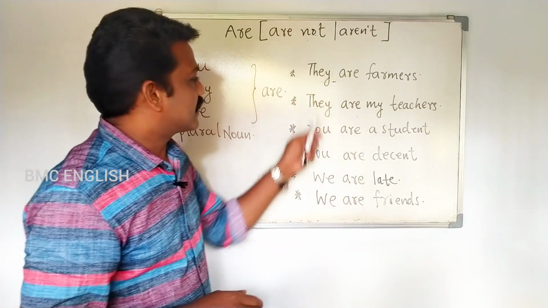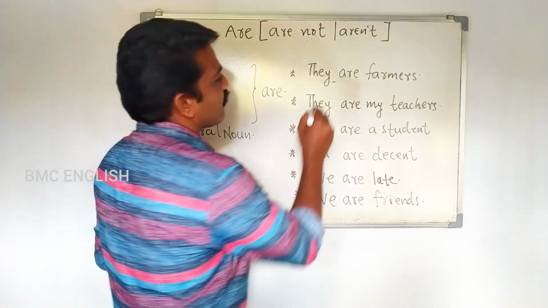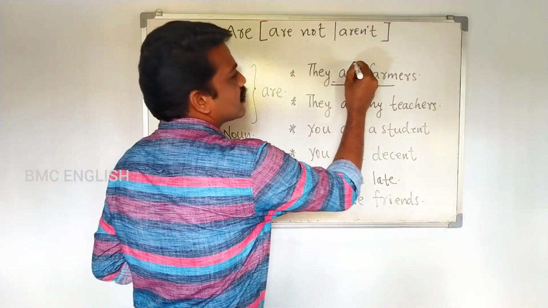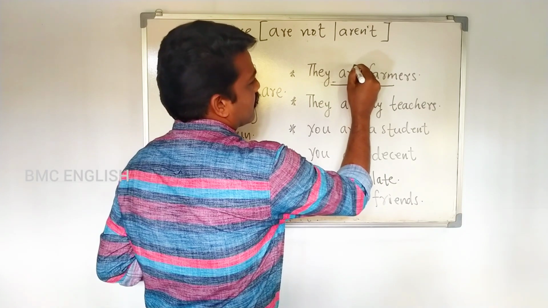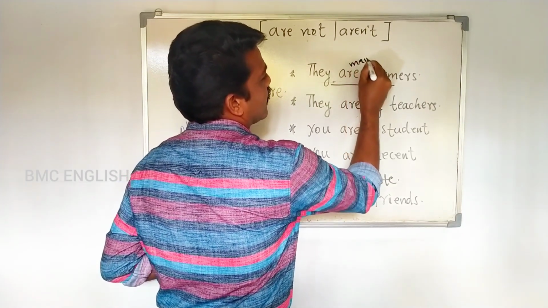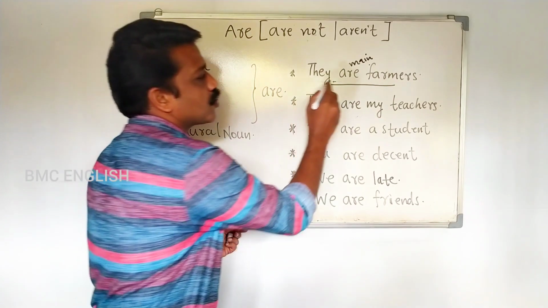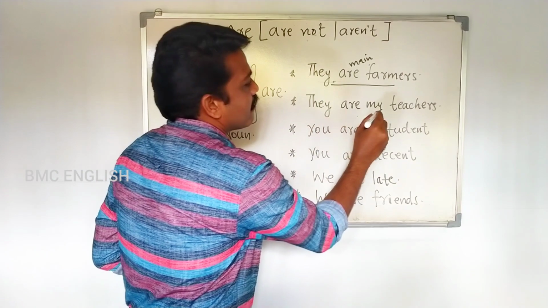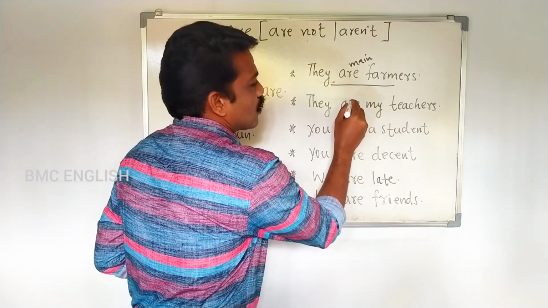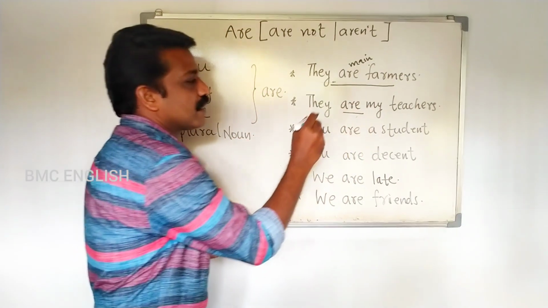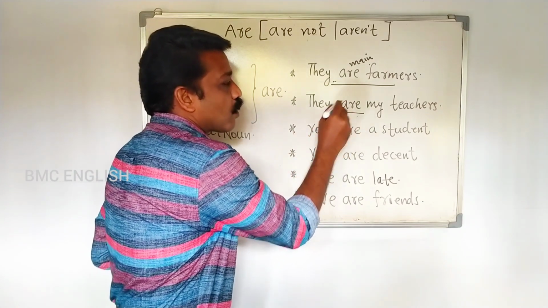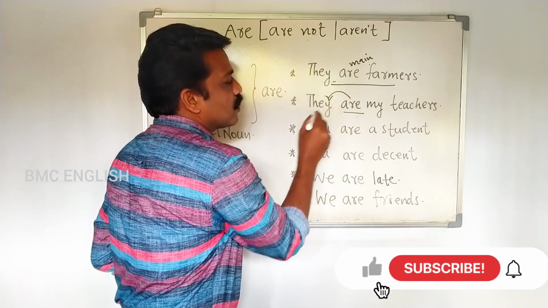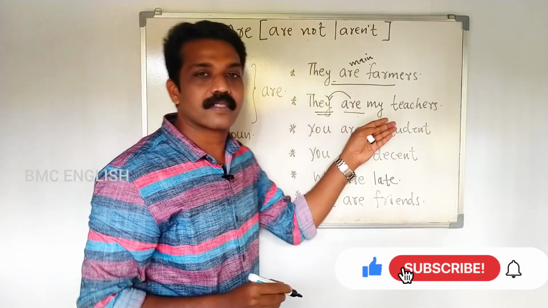Take a look at some of these examples. They are farmers. The first example, they are farmers. Here are is not an auxiliary verb, it is a main verb. It shows the state of the subject. Again, they are my teachers. Here are is not followed by any other verb. It plays the role of the main verb and it is the only verb connected to the subject, and again it shows the state of the subject.